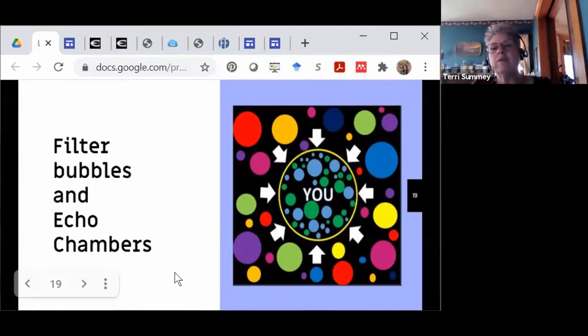Filter bubbles and echo chambers. So this is a picture of a filter bubble. Could also be kind of an echo chamber. So filter bubbles come about because of the personalization of news sources and our search screens like Google. As they use those algorithms, they usually will send in things that you like and take away things that you disagree with. So you may even see this happening on your Facebook feed, where people who maybe think differently than you have suddenly disappeared from your Facebook feed.